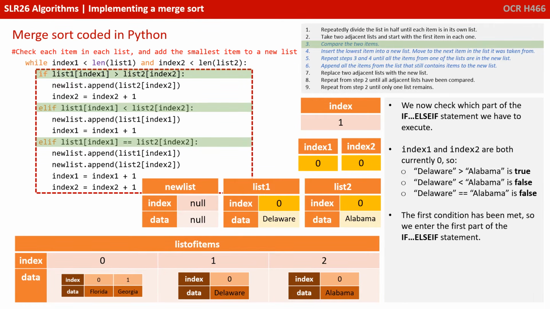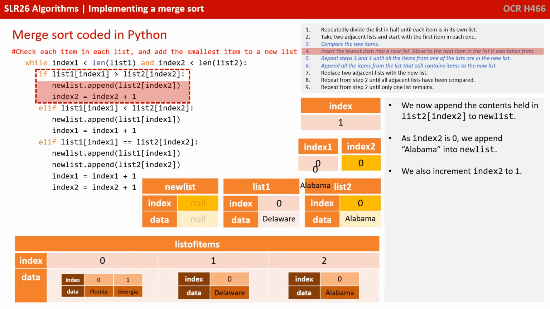We now check which part of the if-else-if statement we have to execute. Index 1 and index 2 are both currently 0. So it's the first part that's going to be true. Delaware is greater than Alabama. As the first condition's been met, we enter the first part of the if-else-if statement.